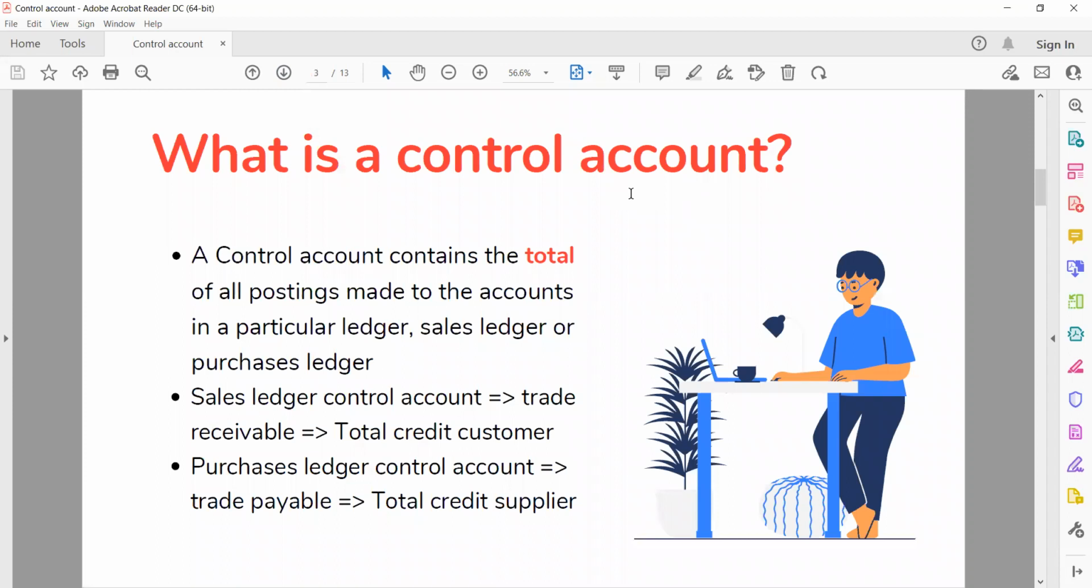Okay, what is a control account? A control account contains the total of all postings made to the accounts in a particular ledger, which is the sales ledger or the purchases ledger. Sales ledger control account is actually the trade receivable account, where we take all the credit customers. Purchases ledger control account is the trade payable account, which is the suppliers, the total of credit suppliers.